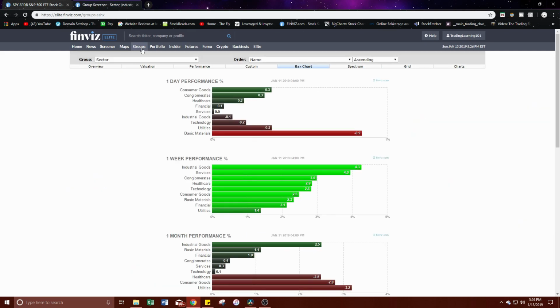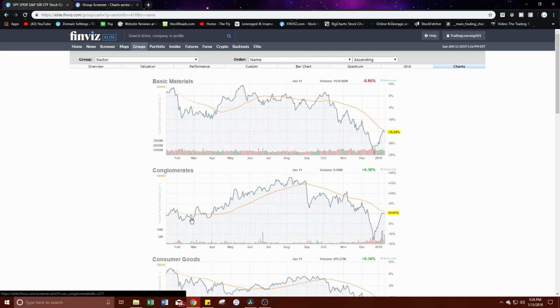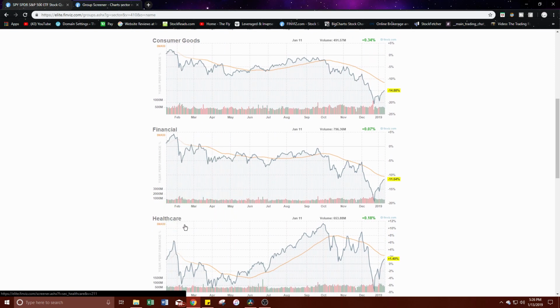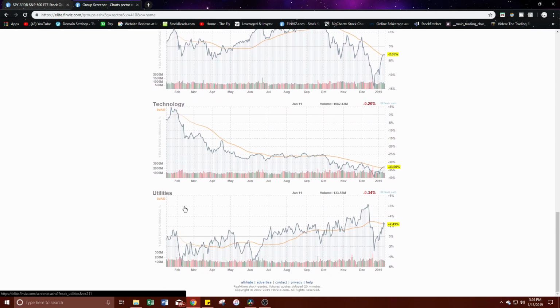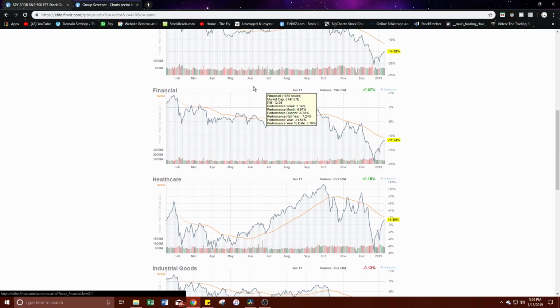Another cool thing, go to the groups tab up here, click on the charts, and you can break down all the indexes and all of the sectors and see how well they're performing and where they're at. Basic materials, consumer goods, financial, healthcare, industrial goods, services, technology, utilities, all this stuff. And you could see they're all pretty much doing the same thing. They're all coming up to this 50-day moving average, a resistance line. You're going to be expecting a pullback.